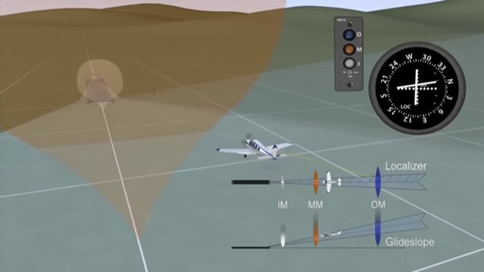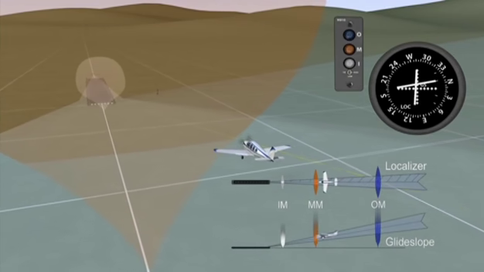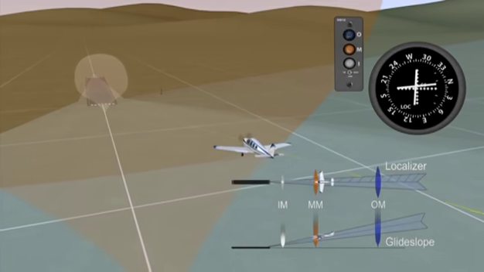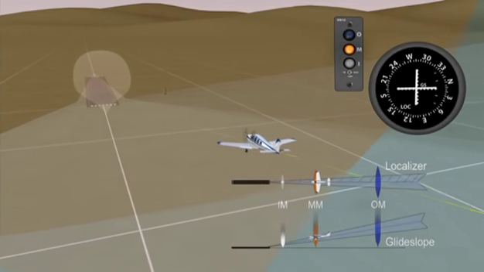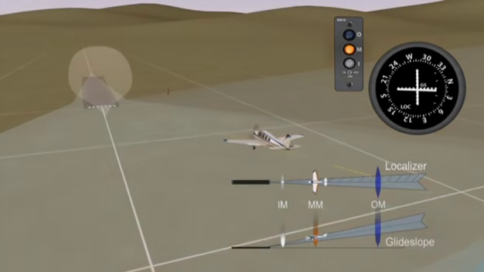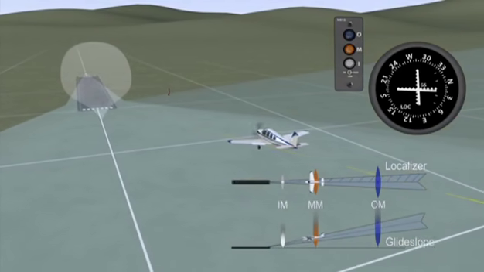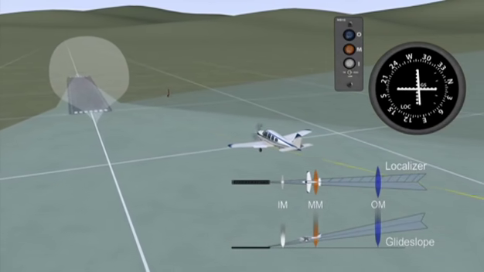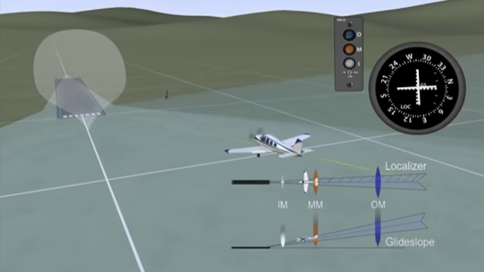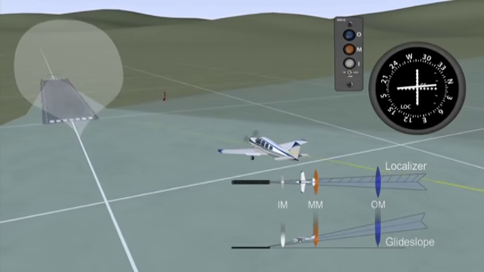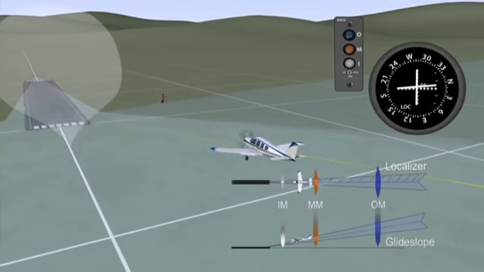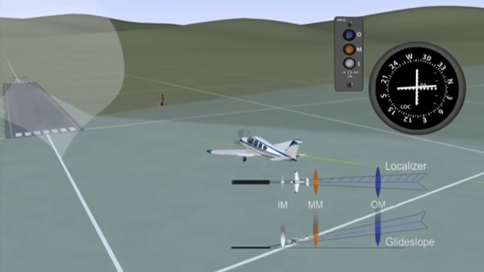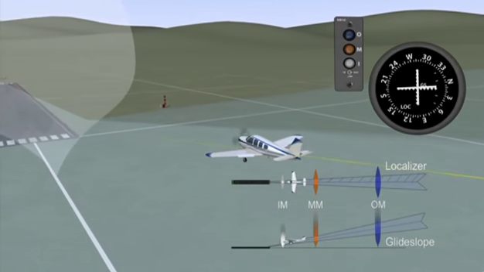The middle marker is typically located 3,500 feet from the runway threshold, and it's set to activate when the aircraft is 200 feet AGL on the glide slope. The middle marker annunciator color light is amber or orange, and the tone is alternating dots and dashes repeating at a higher and faster frequency than the outer marker.